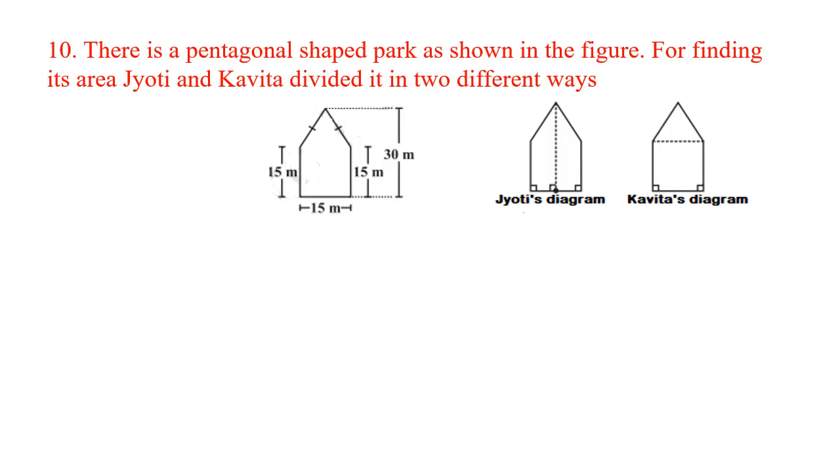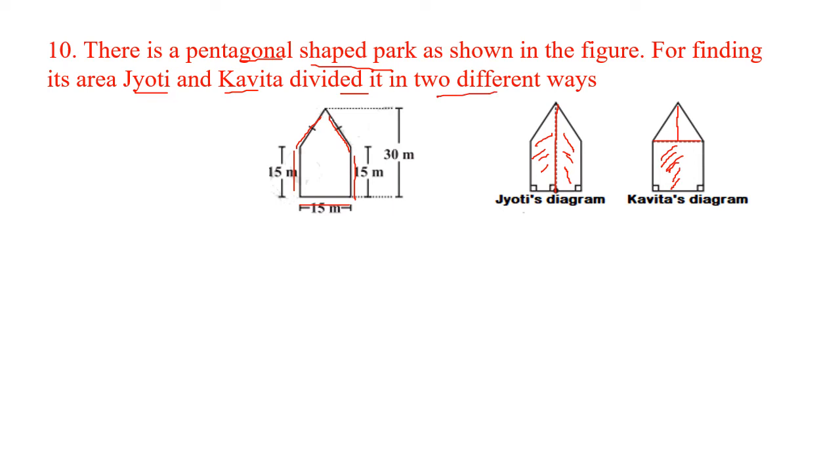Okay, now in sum number 10, there is a pentagonal shaped path. Pentagonal means 5 sides. You can check 1, 2, 3, 4, 5. Okay, 5 sides. There are two different ways. Jyoti and Kavita are finding the area in two different ways. Jyoti has cut it into two trapezium, trapezium 1 and trapezium 2. And Kavita has made a square and a triangle on the top. Okay? So can you find out the area in both the different ways?